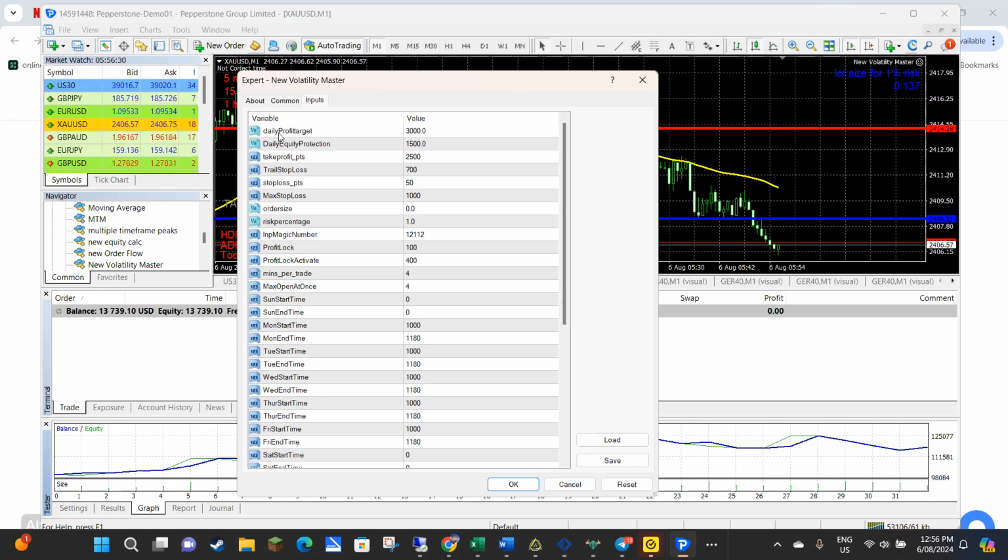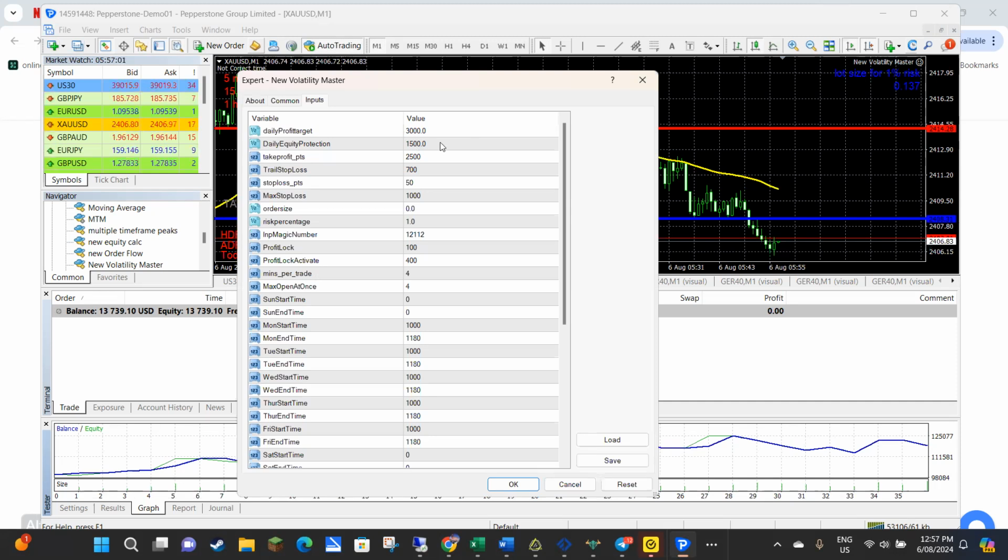Just quickly, we've talked about what daily profit target was and what the daily equity protection was. Now, everybody's free to experiment and backtest and do what suits them personally. But I think it's important to have a positive risk to reward between these two. So in this instance, on a good day, we would make $3,000. On a bad day, we would lose $1,500. So if we have one winning day and one losing day, we would still be $1,500 in profit.